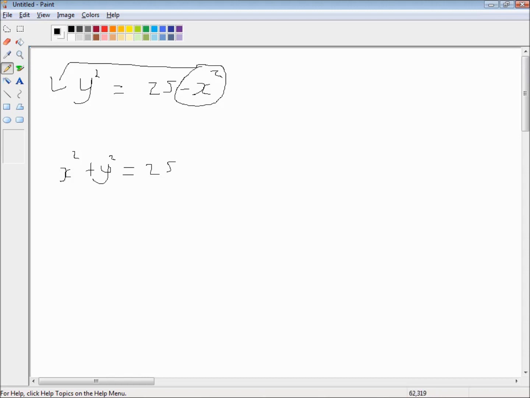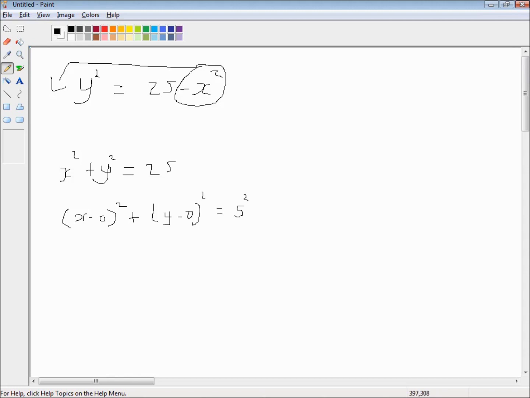But if not, you could expand on this as just (x − 0)² + (y − 0)² = 5². The square root of 25 is 5 because we know our square numbers up to 100. If not, you might be able to use a calculator.